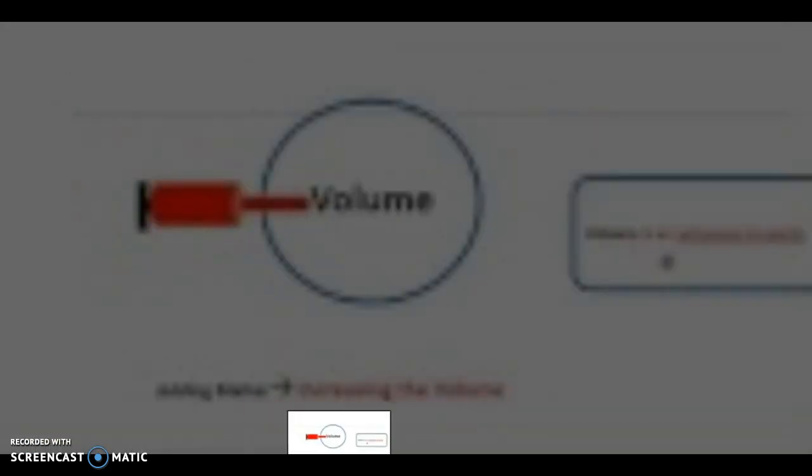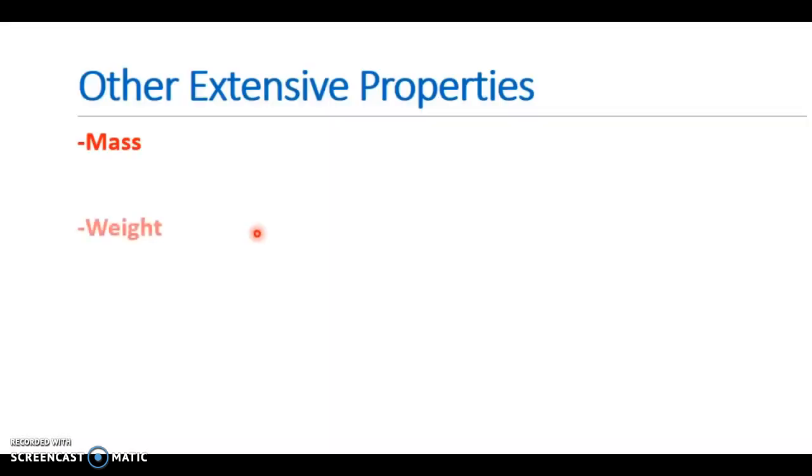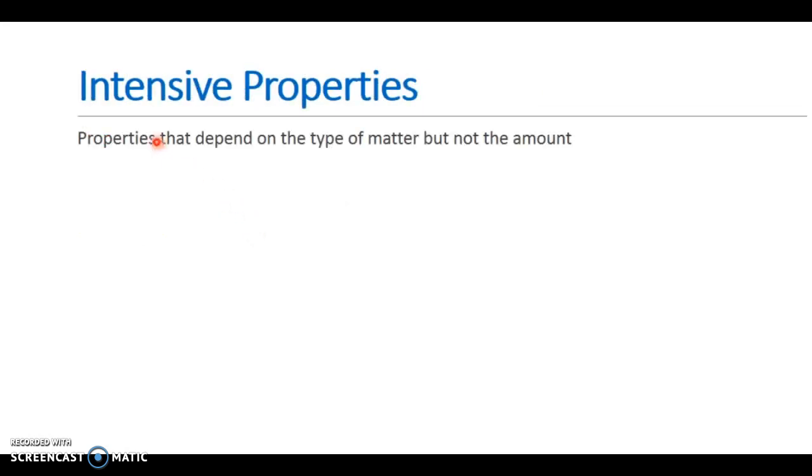While if you go now to look for other forms of properties, mass is an extensive property, weight is an extensive property. Then an intensive property is a property which depends on the type of matter but not on the amount. The type of matter, is it liquid, is it gas, is it water, or iron or copper or gold. So the property depends on the type of matter itself.